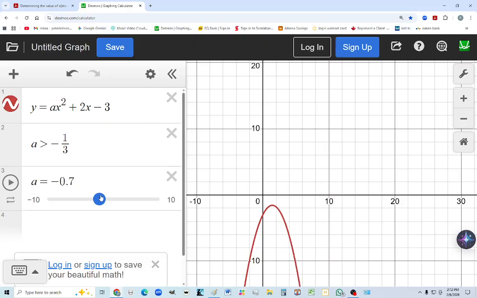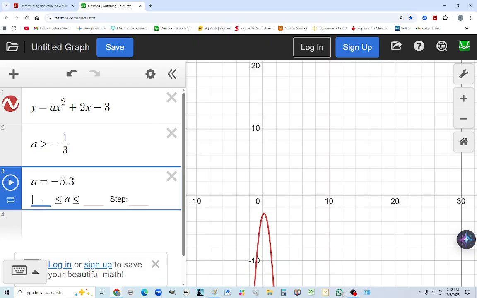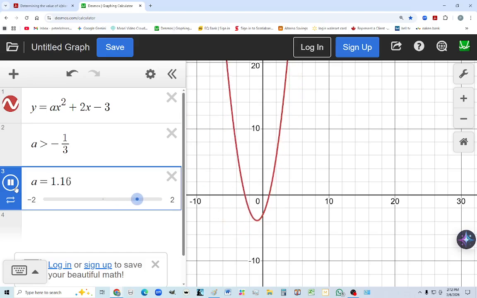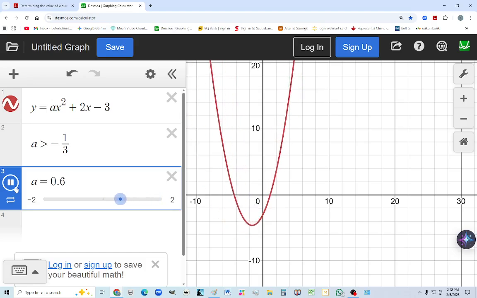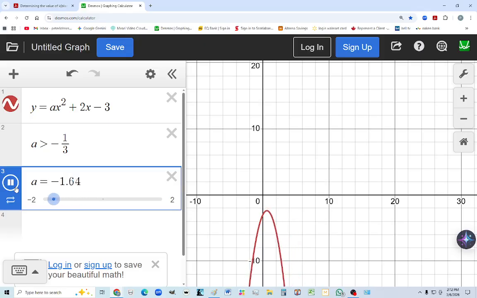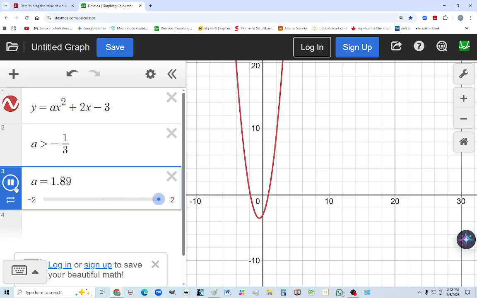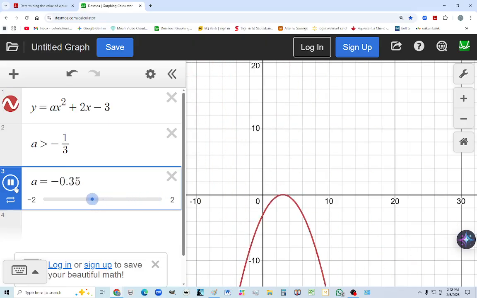my quadratic, not a very good one. I have to make my steps a little smaller. So from negative 2 to 2. There we go. You can see as soon as it's more than a third, it gets two x-intercepts. And also that's because the a becomes positive in front and faces upwards. Right? So really it's anything bigger than negative third.